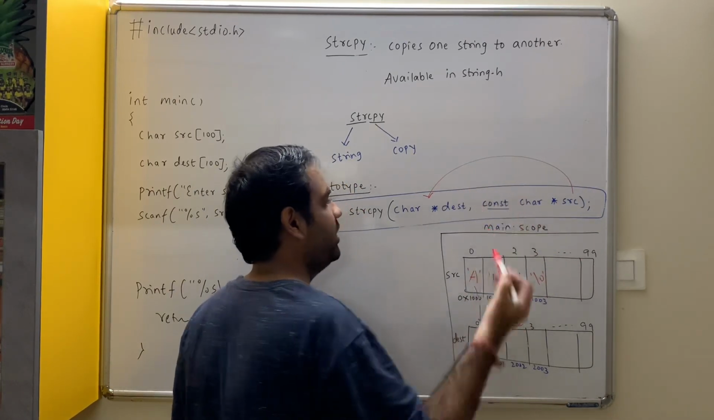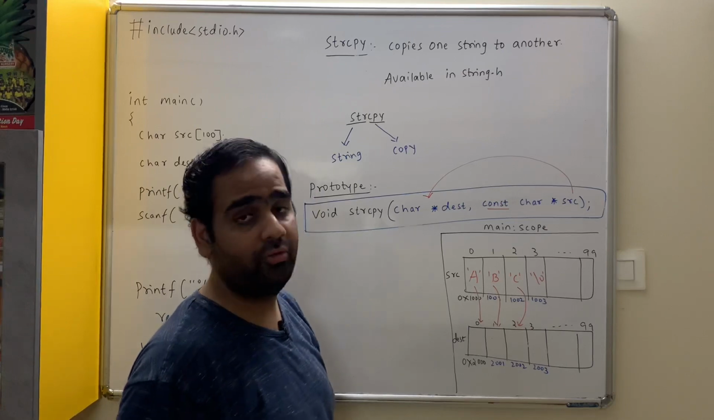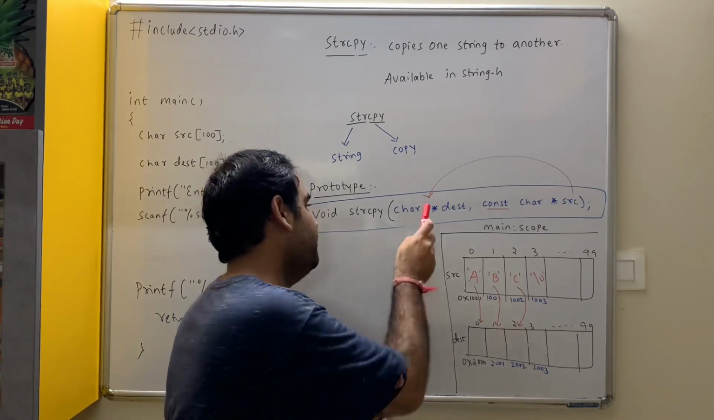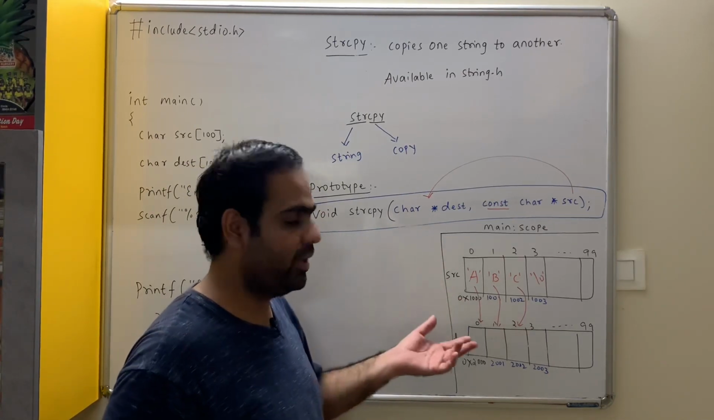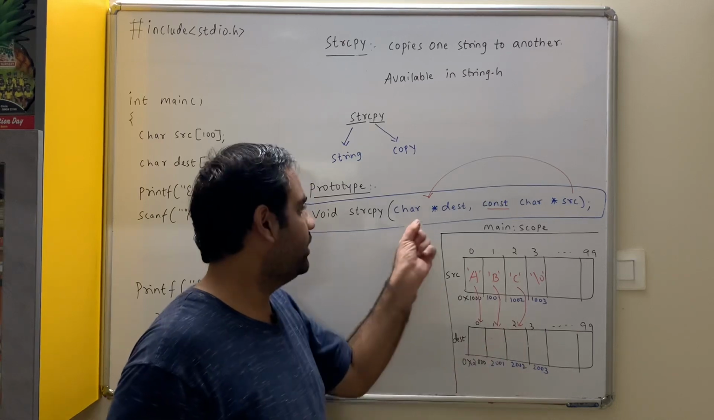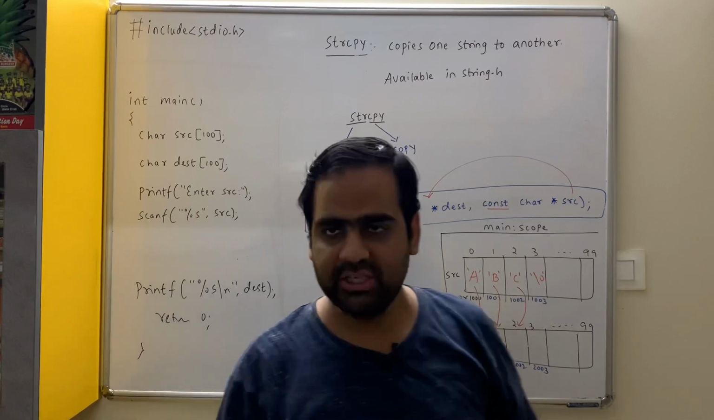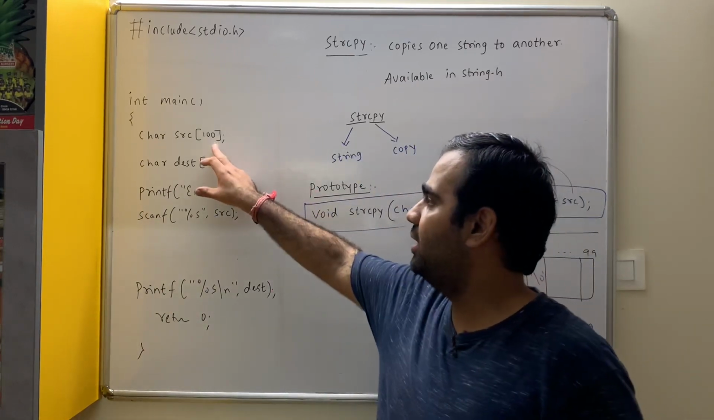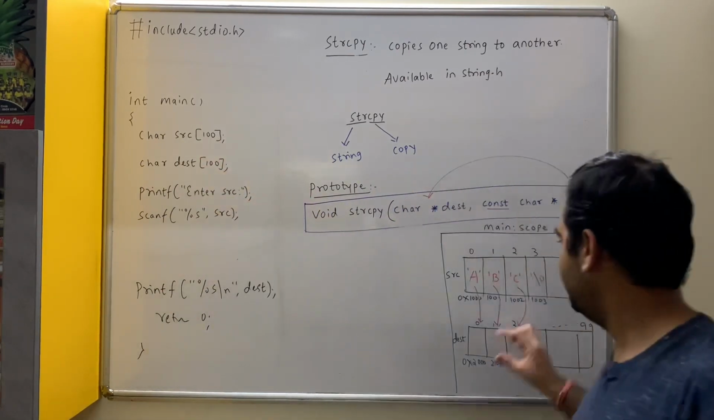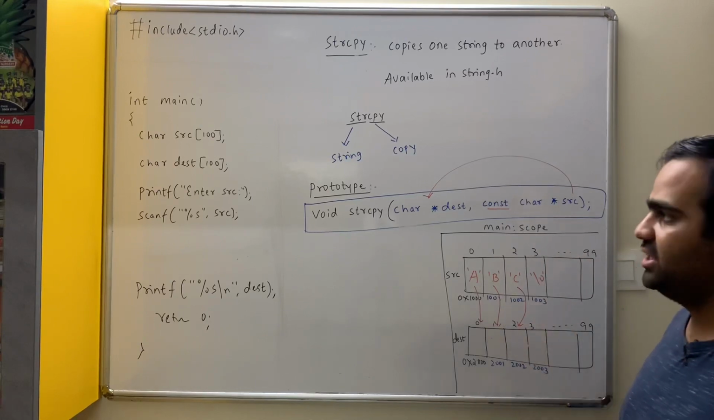And you know one thing here, the source is constant because we don't want to change source, but we will change destination because we are copying into it. The previous contents will be overwritten. Therefore, it is not const. The source is copied to destination. Suppose in main, source is ABC, and this is destination.